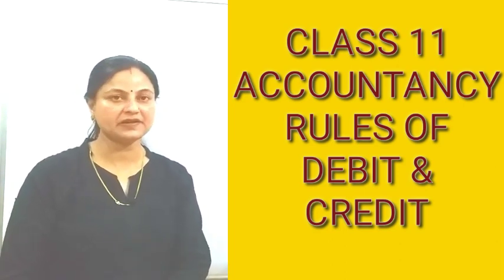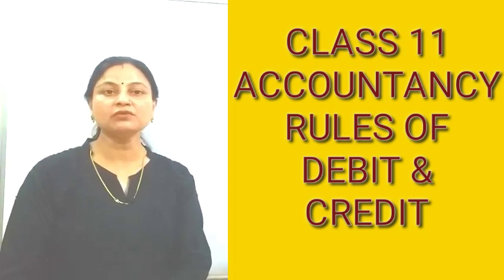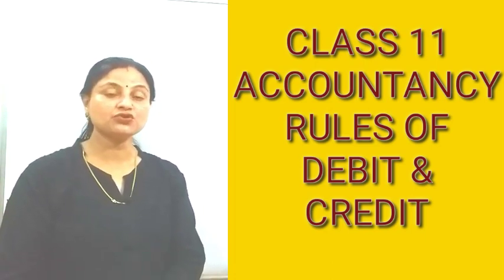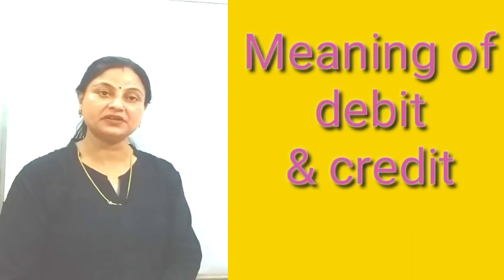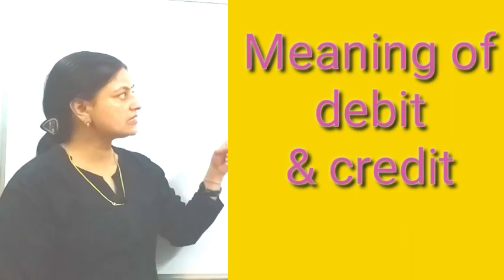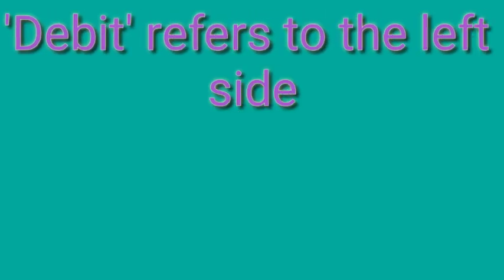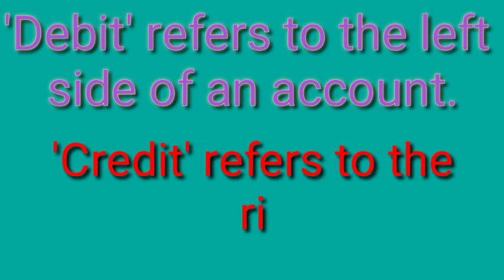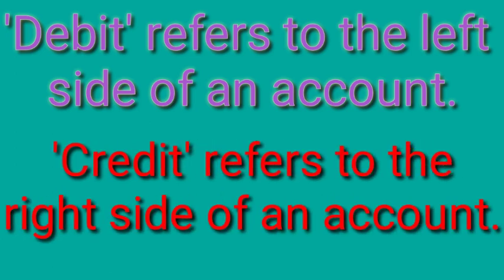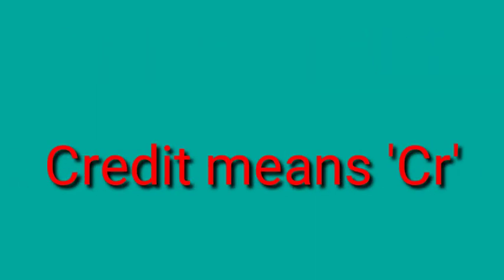Rules of debit and credit. Before starting the rules of debit and credit, you should know what is the meaning of debit and what is the meaning of credit. So see here, debit refers to the left side of an account and credit refers to the right side of an account. In abbreviation, debit means DR and credit means CR.